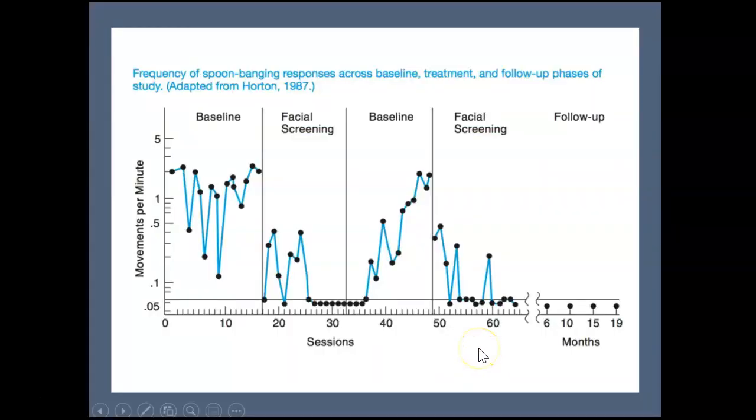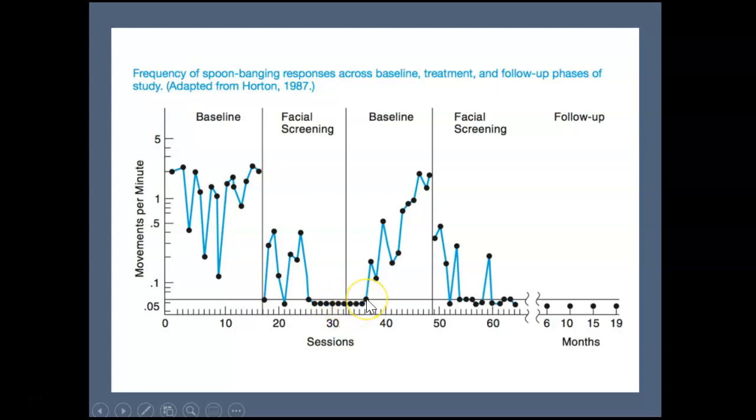Here's another visual example, and this one comes from your textbook. In this case, they were attempting to change a disruptive eating behavior, where a child is banging a spoon. You're documenting at baseline how many movements per minute, so how many of these repetitive spoon banging behaviors you're seeing at baseline. Then the treatment, facial screening, is applied, and you measure, and after some up and down, but still lower than what was present at baseline, you see a very dramatic decline in the behavior.